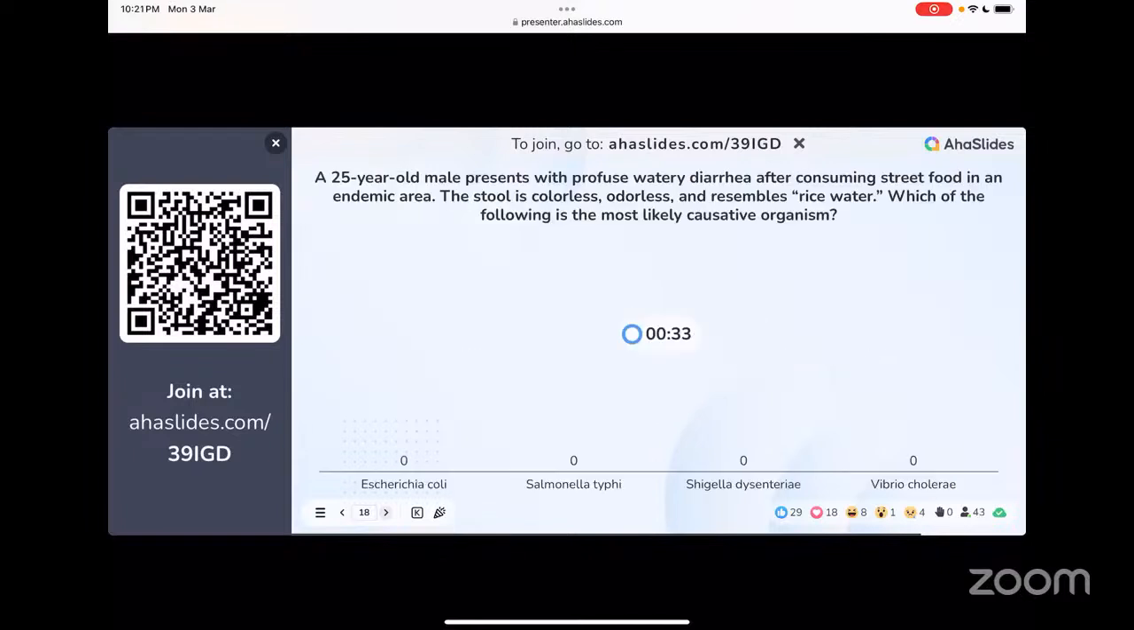A 25-year-old male presents with profuse watery diarrhea after consuming street food in an endemic area. The stool is colorless, odorless, and resembles rice water. Which of the following is the most likely causative agent? Come on, this is a very baby question. I ain't giving you clues.